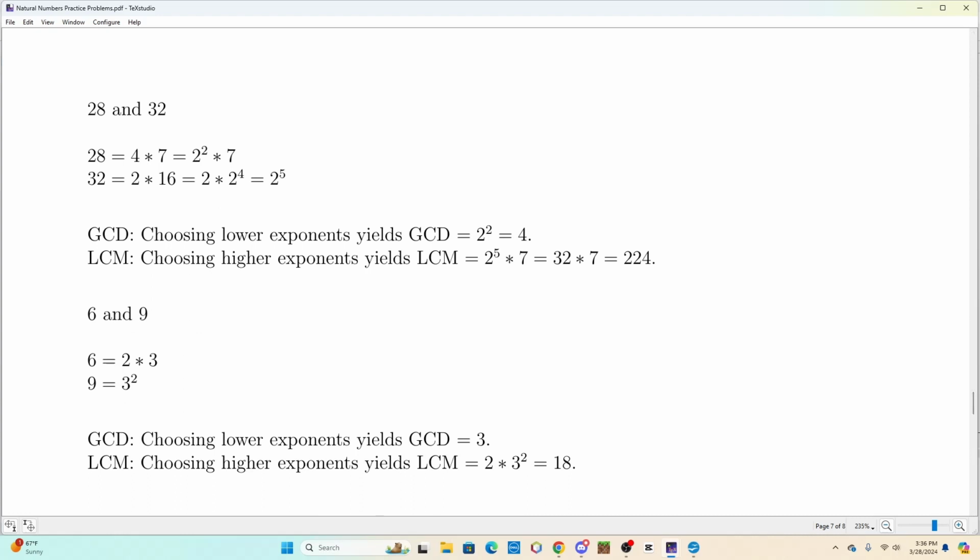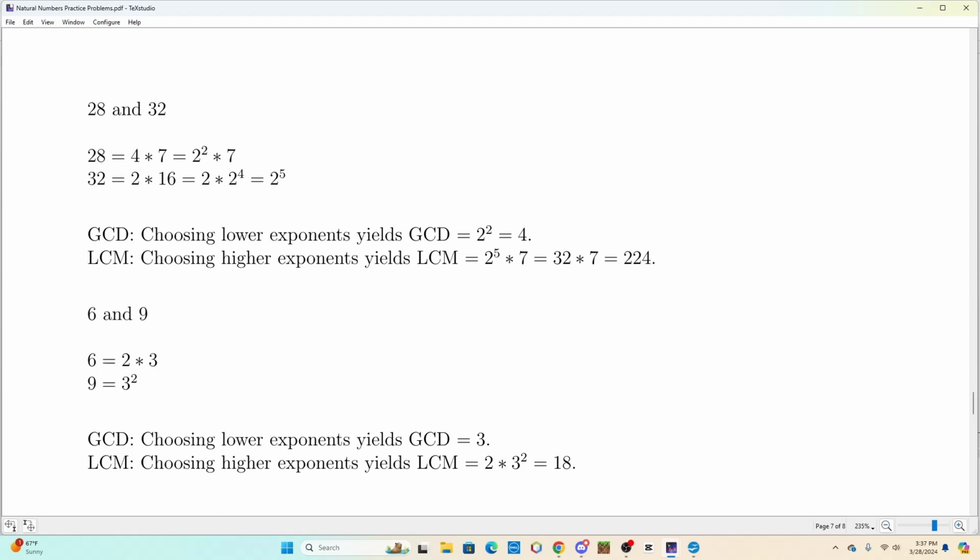For 28 and 32, 28 is 2 squared times 7. 32 is equal to 2 to the 5th. 7 does not divide evenly into 32 at all, so it is not part of the GCD, since it is not a divisor of both numbers. It does have to be in the LCM. So the GCD is equal to 2 squared equals 4, and the LCM equals 2 to the 5th times 7 equals 32 times 7 equals 224.